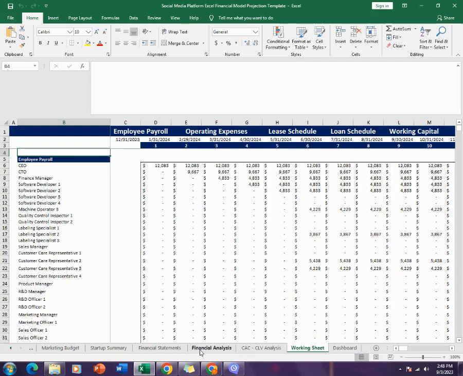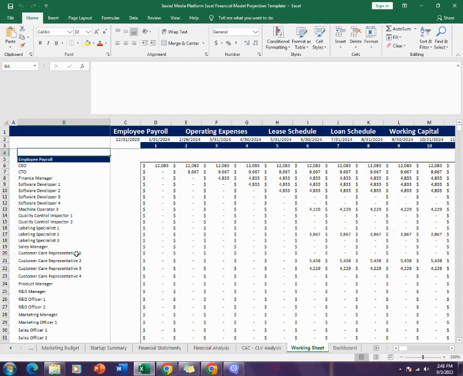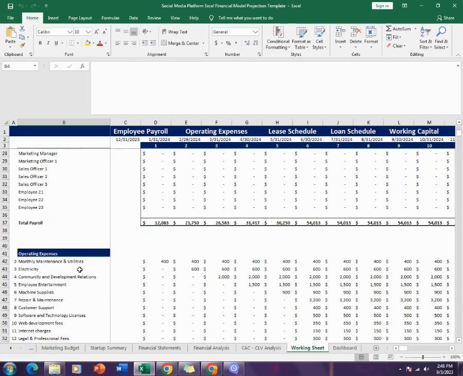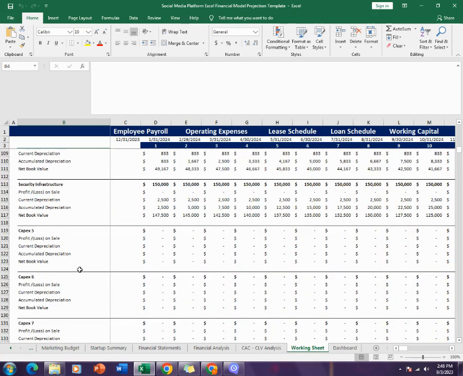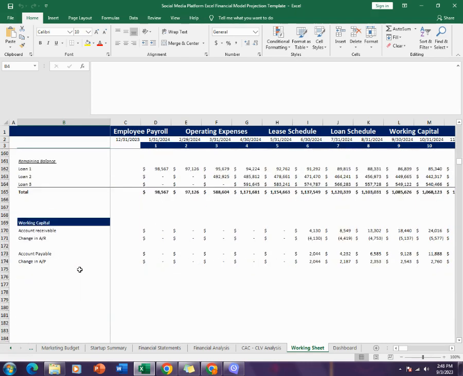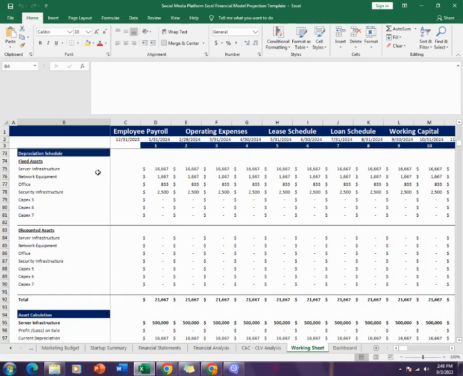The working sheet includes the employee payroll as well as operating expenses, depreciation schedule, asset calculations, and loan schedule, as well as the working capital. All these calculations are used in financial statements or financial analysis, which are calculated on a monthly basis.